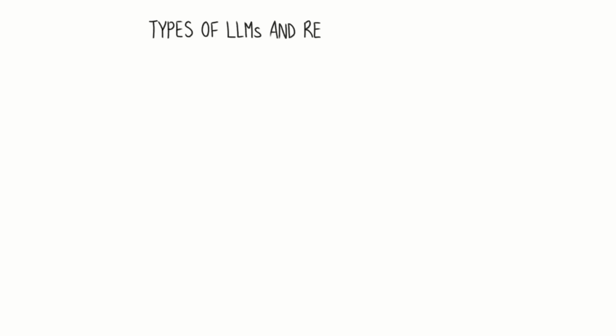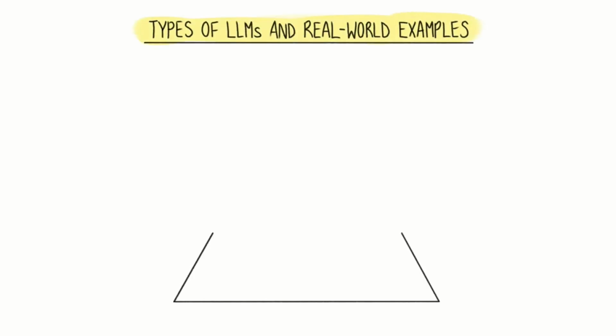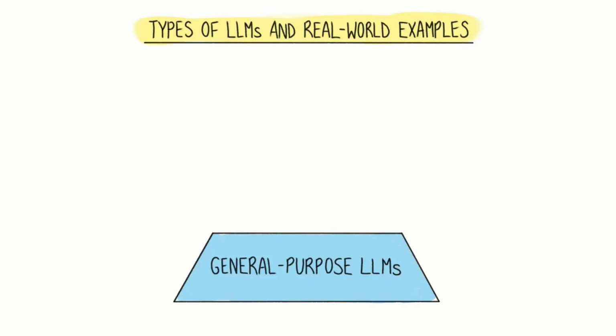Now, let's look at the types of LLMs. First come general-purpose LLMs. These are models designed to handle a wide variety of language tasks. Examples are Claude, ChatGPT, Gemini, etc. They have use cases in chatbots, content creation, summarization, and translation.